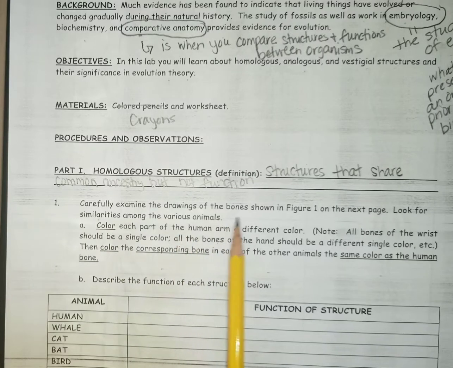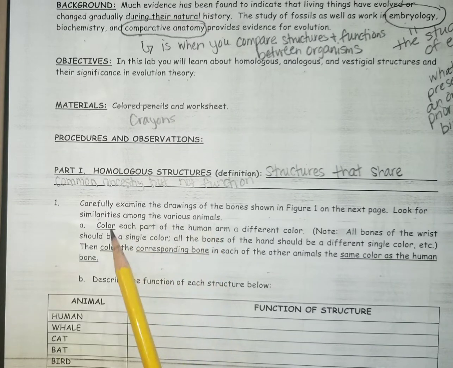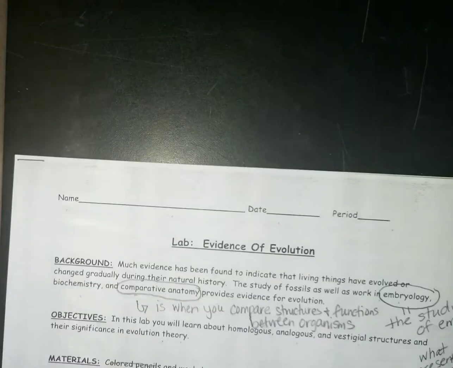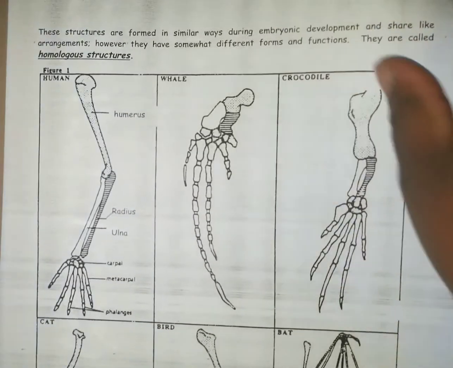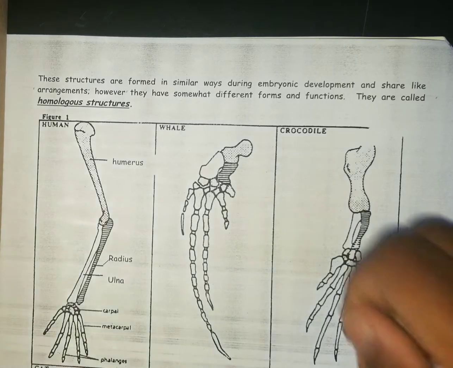So we're going to examine the drawings of the bones shown in Figure 1, which is on the back. We're going to look for similarities among the various animals. We're going to color each part of the human arm a different color. Note all bones of the wrist should be a single color. All bones of the hand should be a different color, etc. Then color the corresponding bone in each of the other animals the same color as the human bone. So we're going to flip over to the back side. This is Figure 1. I'm going to set aside a couple of colors. You may use different colors, but you're going to need a few colors.